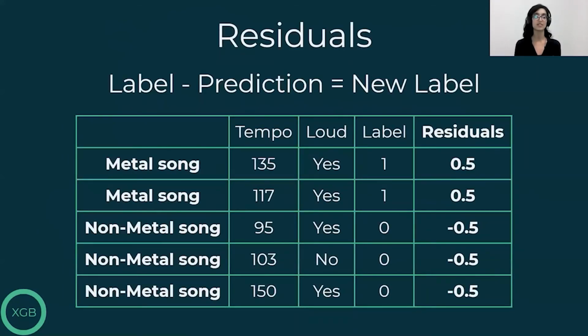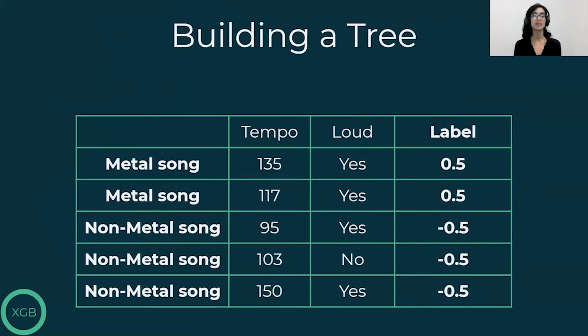Then we calculate the residuals, the difference between the labels and the predictions. So for metal songs, we get 1 minus 0.5, which is 0.5. And for non-metal songs, we get 0 minus 0.5, which is minus 0.5. And we call them our new labels. And then we build the first tree. That tree tries to predict the new labels.